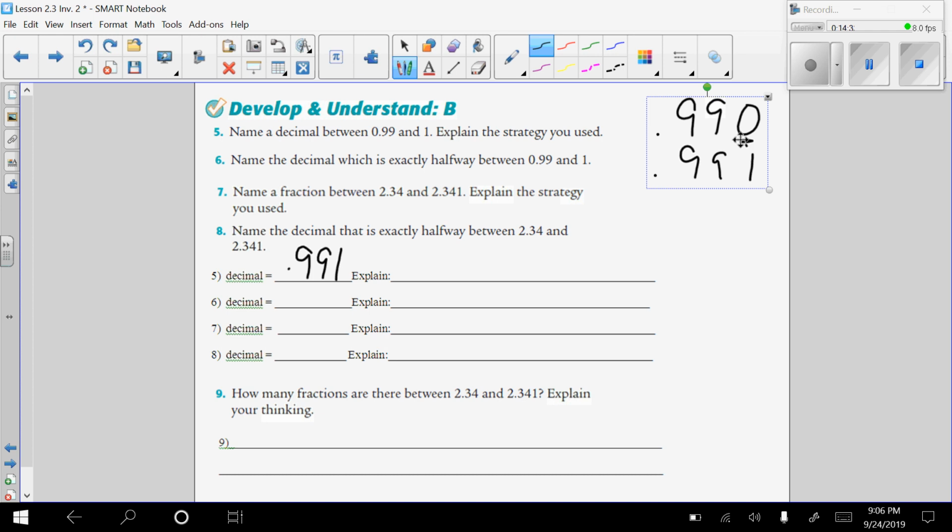Now look at number 6. Name a decimal that is exactly halfway. Well, halfway, we know that's 5. So I would say that's 995 thousandths is halfway equals the 5. That's what we've learned before. Number 7 says name a fraction between 2 and 34 hundredths, and 2 and 341 thousandths.